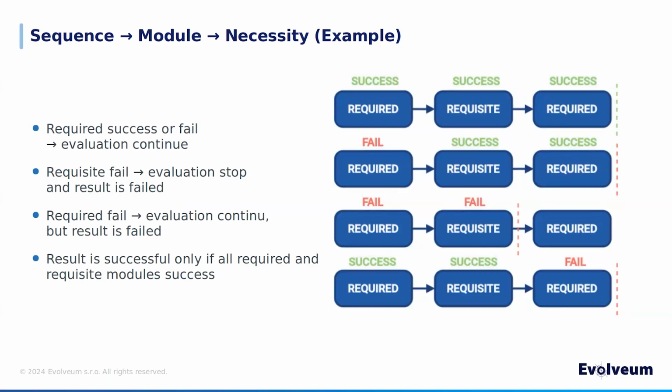In the last example, we have three modules, one of which is requisite and two of which are required. As we can see, for the authentication result to be successful, all modules must succeed. If any module fails, the authentication will fail. We can see that if a required module fails, the authentication continues. But if a requisite module fails, the authentication is immediately terminated as failed.